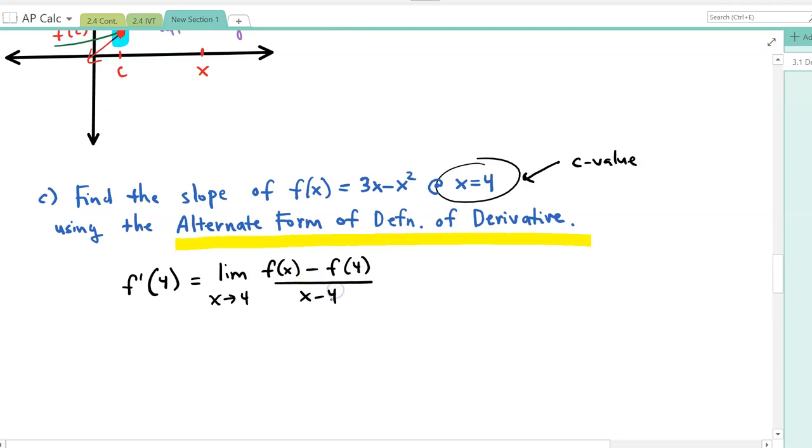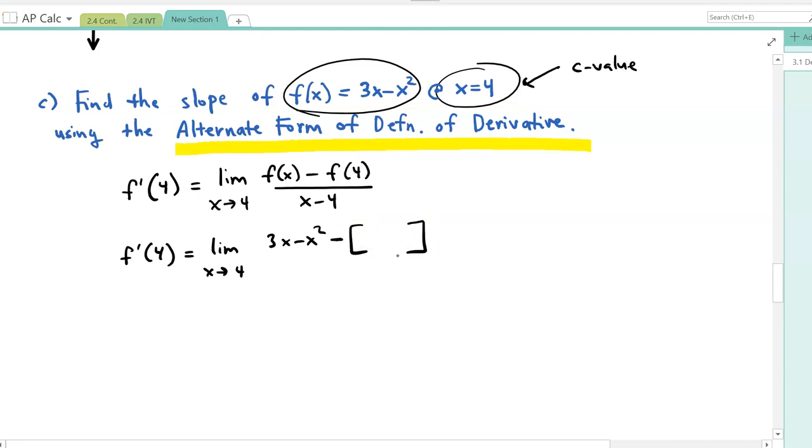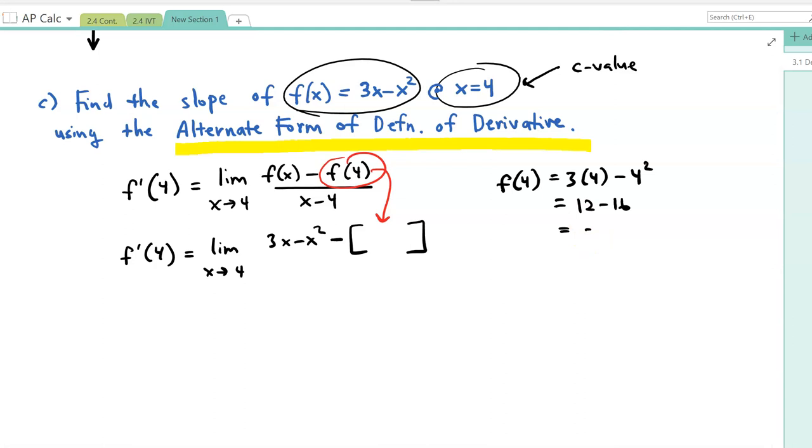So now we gotta solve this. F prime of 4, the derivative at 4. The limit as x approaches 4 of f of x, what is f of x? That's this guy right here, 3x minus x squared, minus whatever f of 4 is. So we gotta figure out what's f of 4. Let's plug 4 into the function, and you get 3 times 4 minus 4 squared. Let me just check my math real quick. F of 4: 3 times 4 is 12, minus 4 squared, which is 16, 12 minus 16, which is negative 4. All right, so let's continue here.